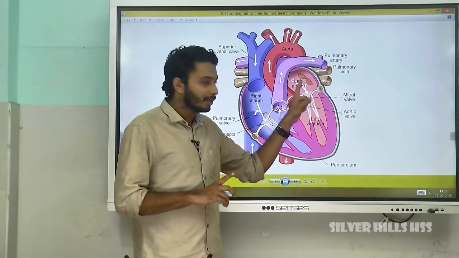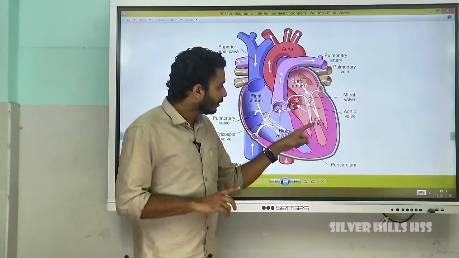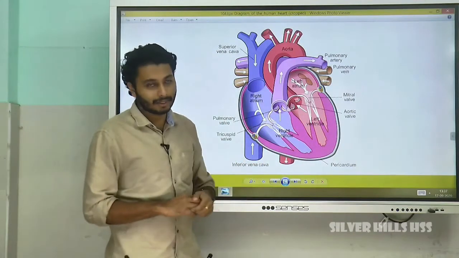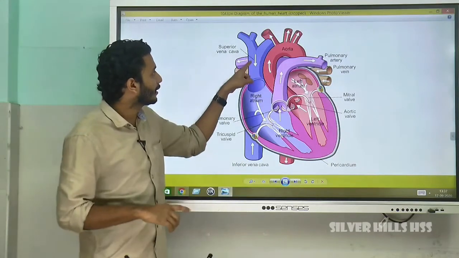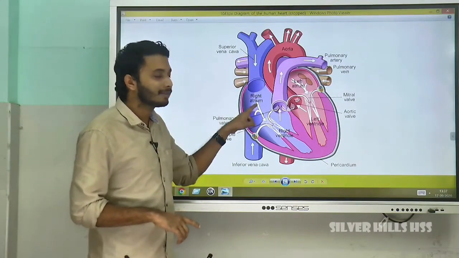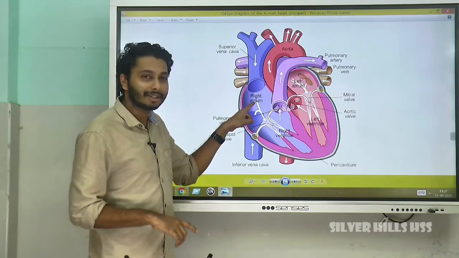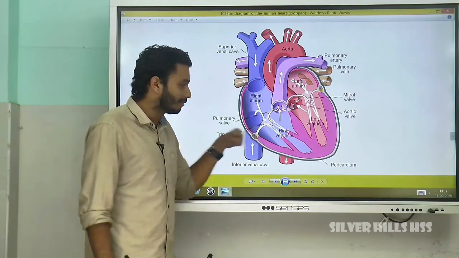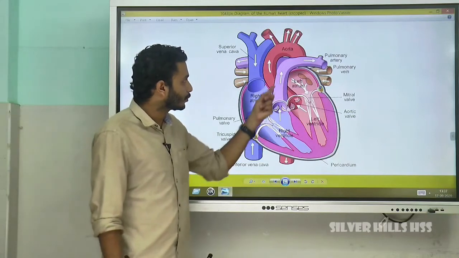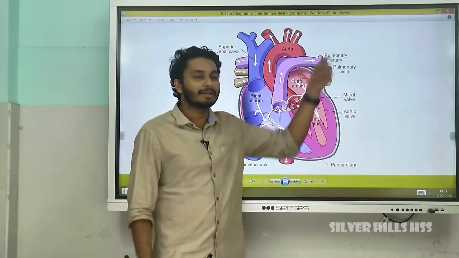From the left atrium, it moves to the left ventricle. From the left ventricle, it moves out of the heart. It leaves the heart and gets deoxygenated, and it is collected by the vena cava and enters the heart through the right atrium. Again, the blood is reaching the heart. From the right atrium, the blood moves to the right ventricle. From the right ventricle, it moves to the pulmonary artery, and it is forwarded to the lungs.